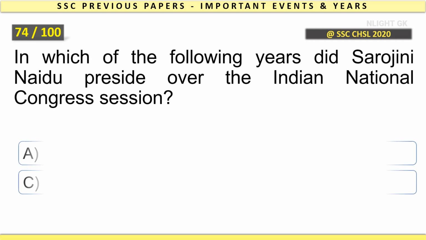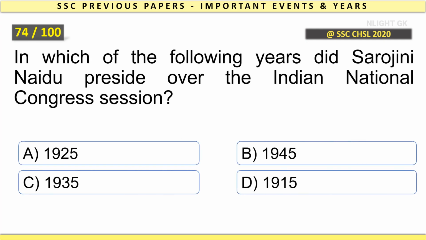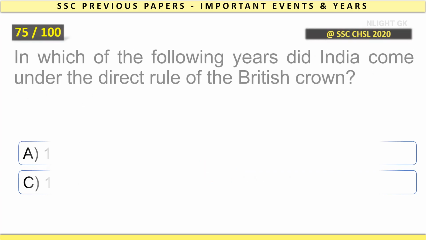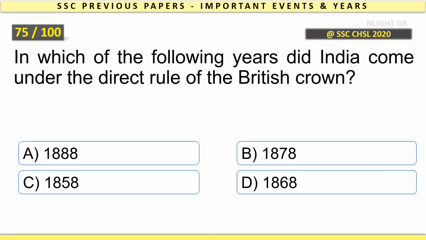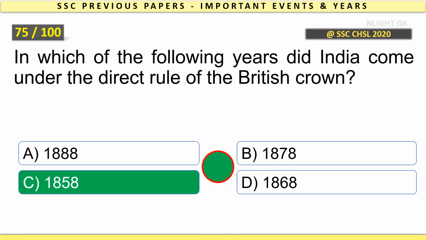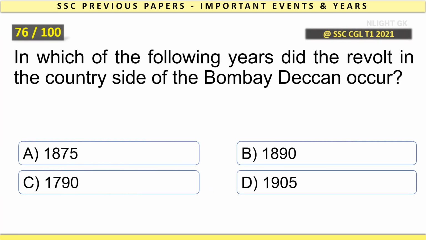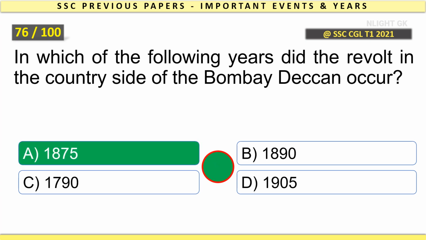In which of the following years did Sarojini Naidu preside over the Indian National Congress session? In 1925. In which of the following years did India come under the direct rule of the British Crown? In 1858. In which of the following years did the revolt in the countryside of the Bombay Deccan occur? In 1875.